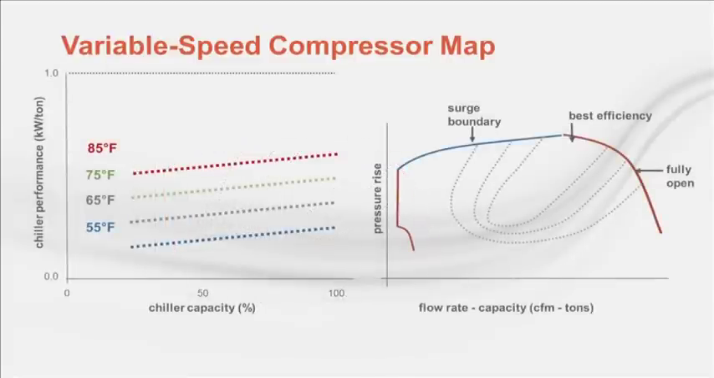Putting the kW per ton performance chart side by side with the compressor map, we can now gain some insight as to how the best chiller performance coincides with operation detailed on the compressor map.